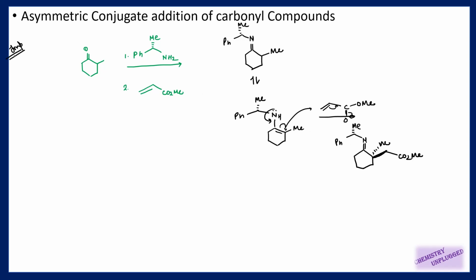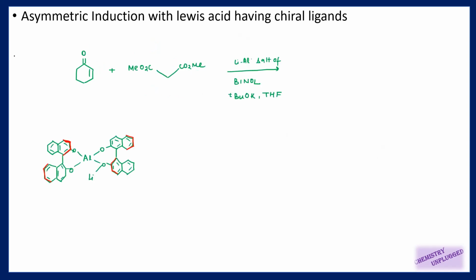Then we will take a very important reaction. Again, this is very important: asymmetric induction with Lewis acid having chiral ligands. So we have here a Lewis acid which has chiral ligands. This lithium aluminium salt has a chiral ligand, this BINOL.